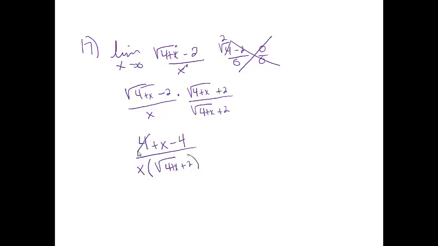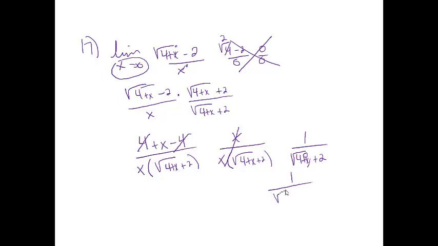Next thing I notice, 4 minus 4 is 0. So I'm left with x over x times the square root of 4 plus x plus 2. I now notice I can cancel the x's. So now I have 1 over the square root of 4 plus x plus 2. And then from here, we're not done because my whole goal was to find the limit as x approaches 0. So now we're going to plug 0 in for the x. So now I have 1 over the square root of 4 plus 2, which is 1 over 2 plus 2, which turns into 1/4. So my limit is 1/4.